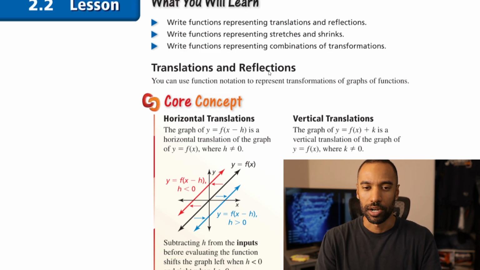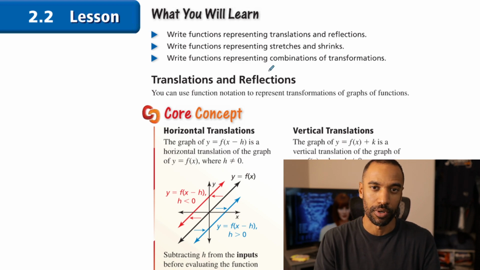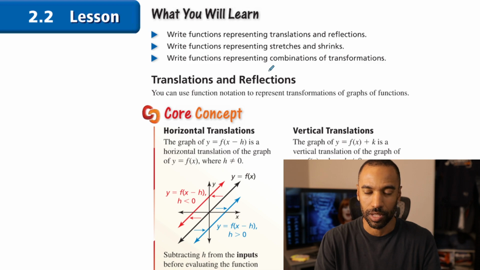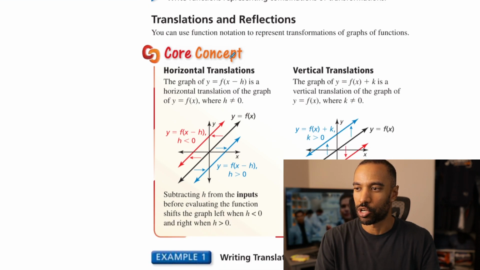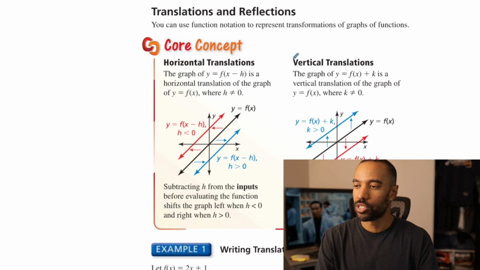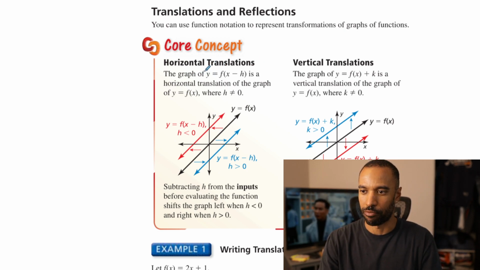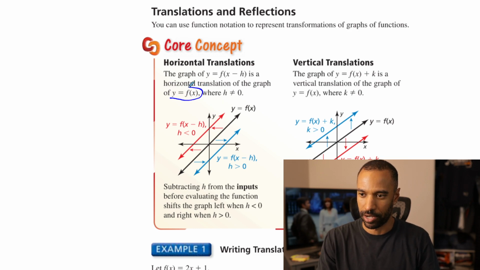Okay, now we started talking about this stuff in section 2.1, so this might seem redundant to you, and if it is, keep moving on. Translations and reflections. You can use function notation to represent transformations of graphs and functions. Very true. Let's see what they want to talk about. Horizontal and vertical translations are based off what you see in here.